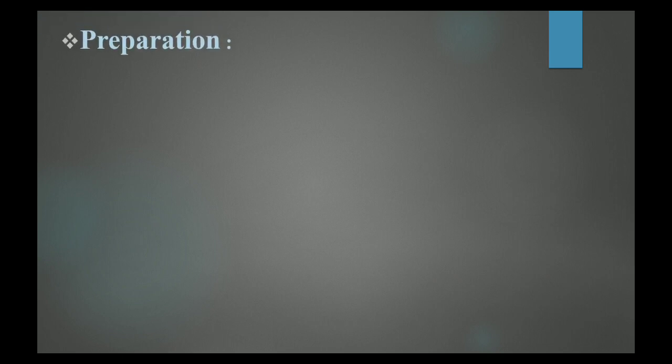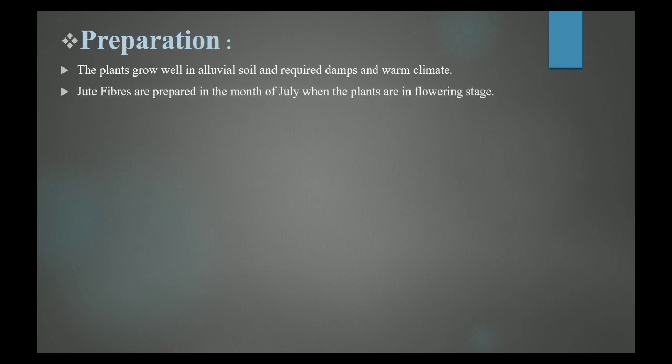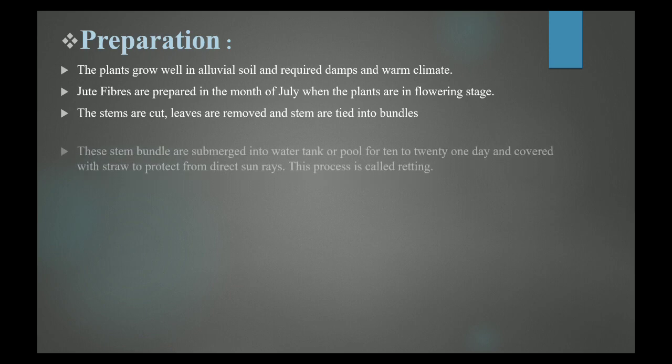Preparation, methods of preparation. The plants grow well in alluvial soil, which is a type of soil, and require a damp and warm climate. Jute fibers are prepared in the month of July when the plants are in the flowering stage. The stems are cut, leaves are removed, and stems are tied into bundles.